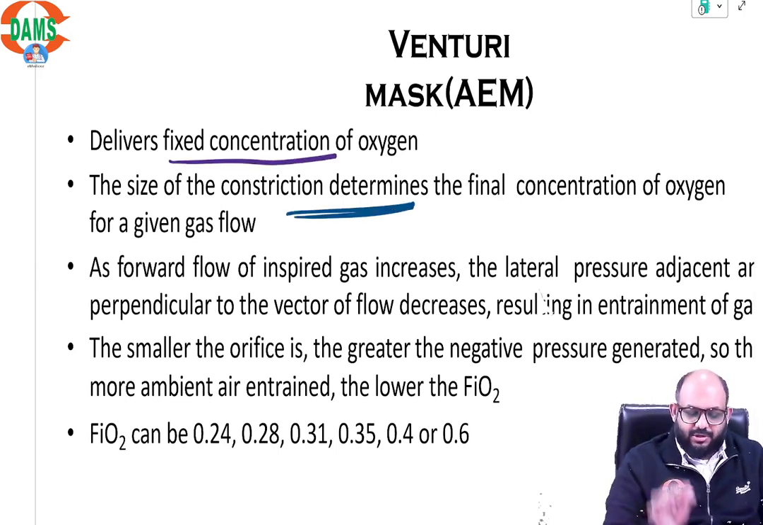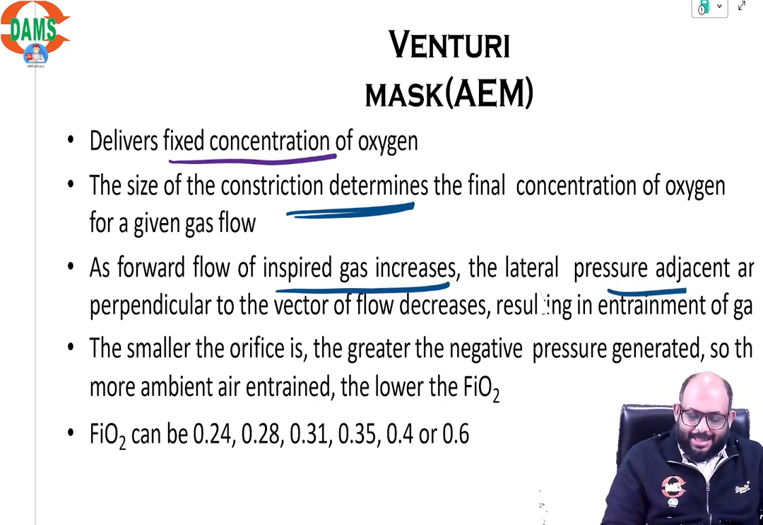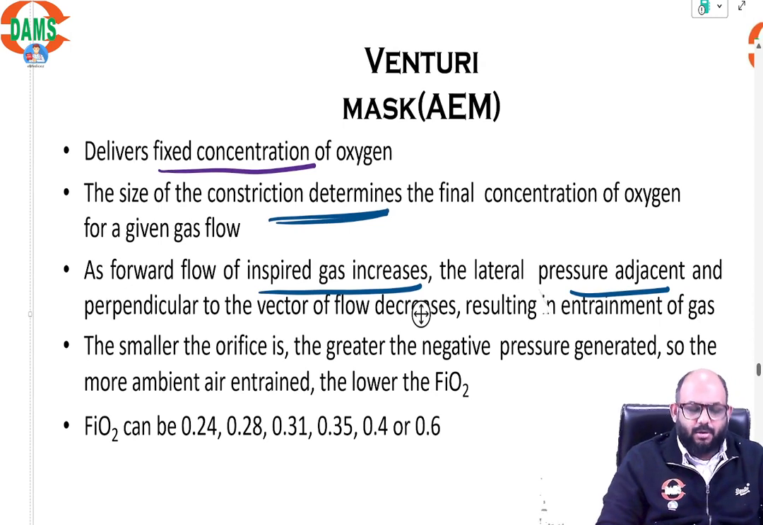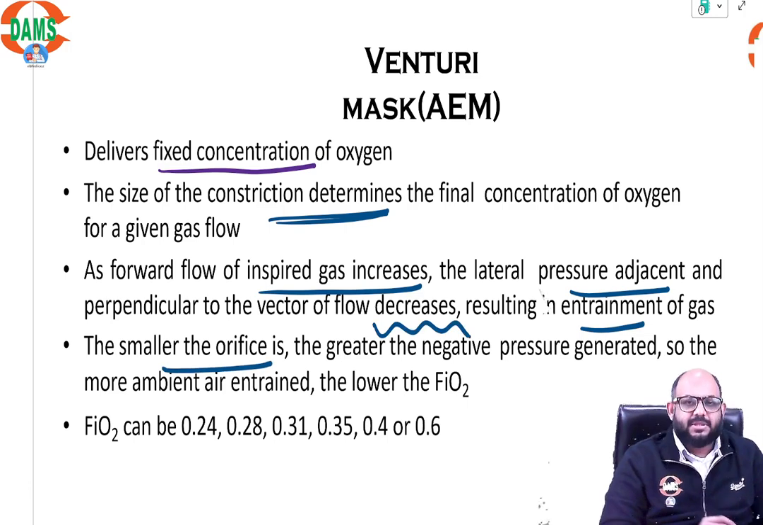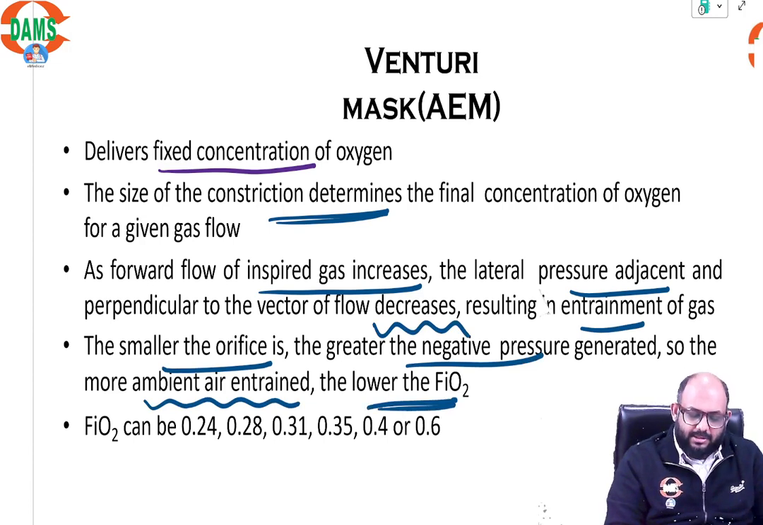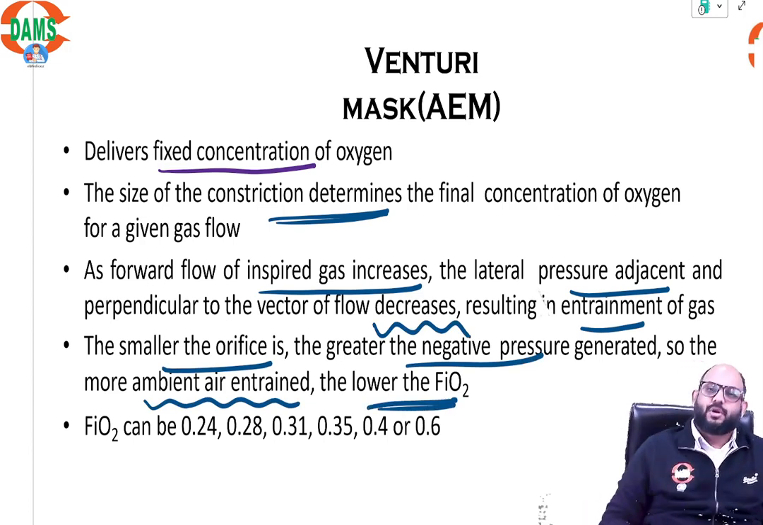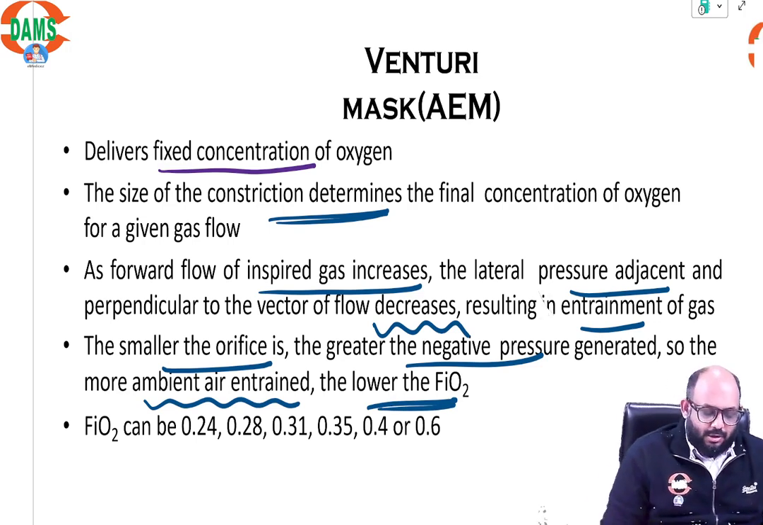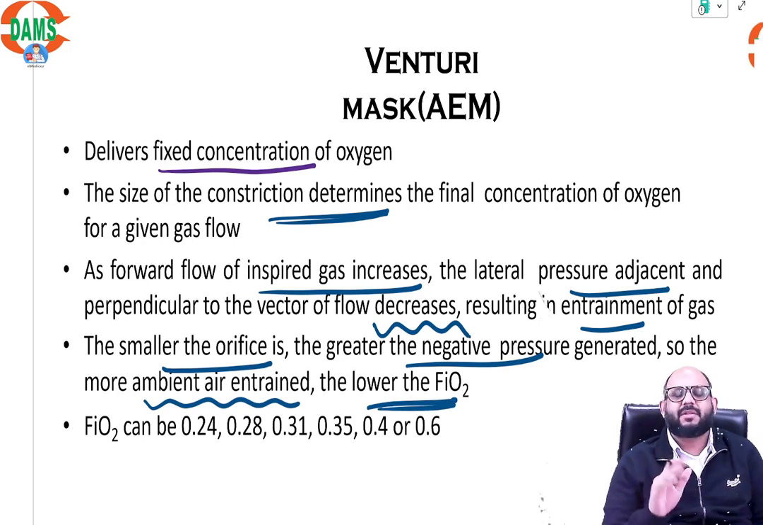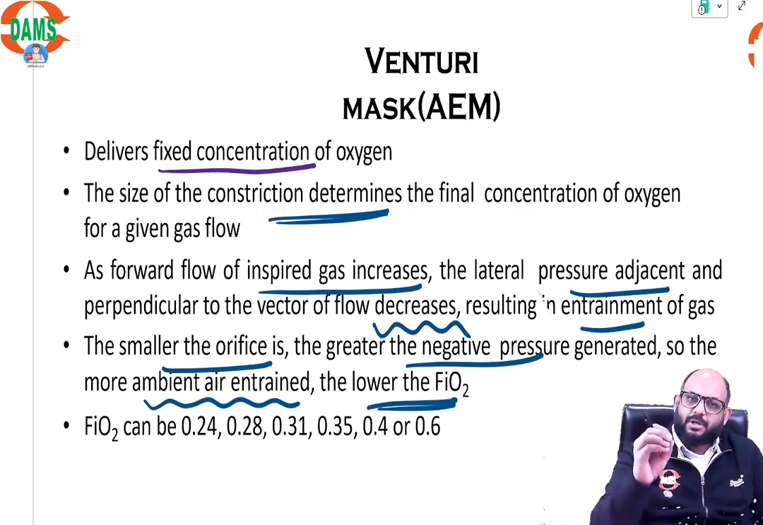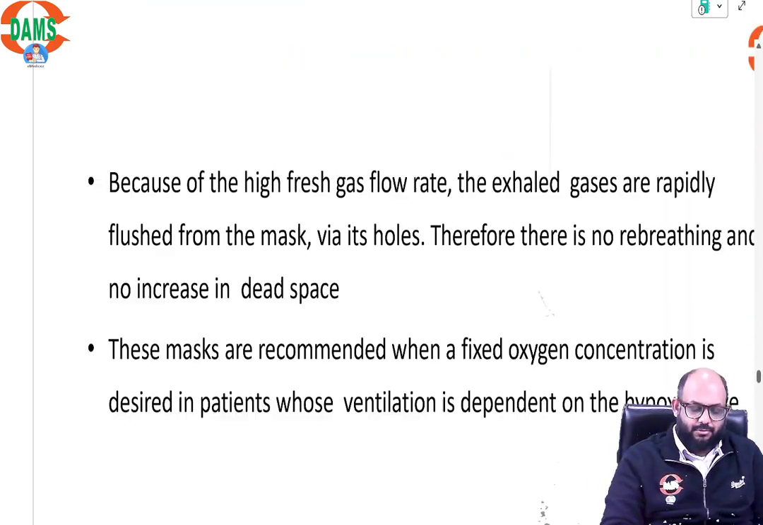The size of the constriction determines the final concentration of oxygen. As the forward flow of inspiratory gases increases, the lateral pressure adjacent and perpendicular to the vector of the flow decreases, resulting in entrainment. The smaller the orifice, the greater the negative pressure generated. So more ambient air and lower the FiO2. I told you, smaller the orifice, lower will be the FiO2. So it can be 0.24, 0.28, 0.31, 0.35, 0.4 and 0.6. So it doesn't mean Venturi is going to give too much FiO2, but whatever value you choose, it will give you fixed FiO2.